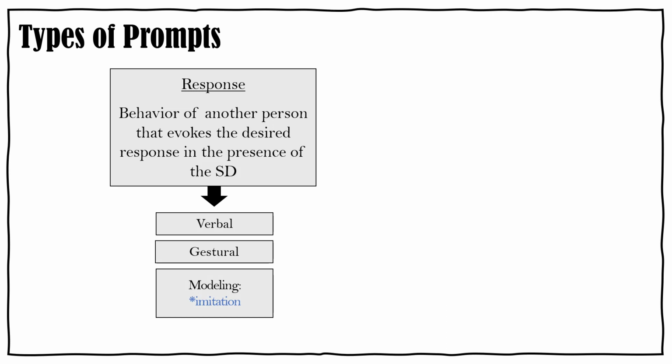You have modeling, where you actually engage in the skill to show them the correct response. Now with modeling, the kid has to be able to imitate. So if you have a really low functioning kid with autism or a really early learner that doesn't have imitation, then you might have to teach imitation before you do a modeling prompt. So with modeling, imitation is a prerequisite skill. And then there are physical prompts, where you actually physically guide the person to engage in the correct response.